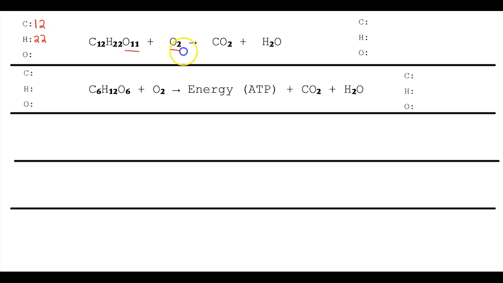Now this one right here, I have 12, 22, and don't forget I need to include this 11 plus that 2 right there, so that's going to be 13 total. On the right, I got 1, 2, 3. First thing I might as well start by doing is attacking the carbons, making sure that those are balanced out.